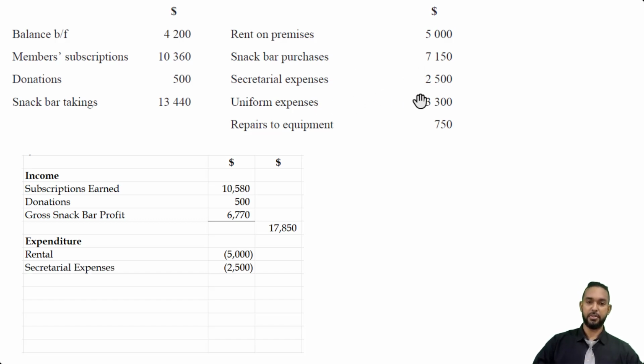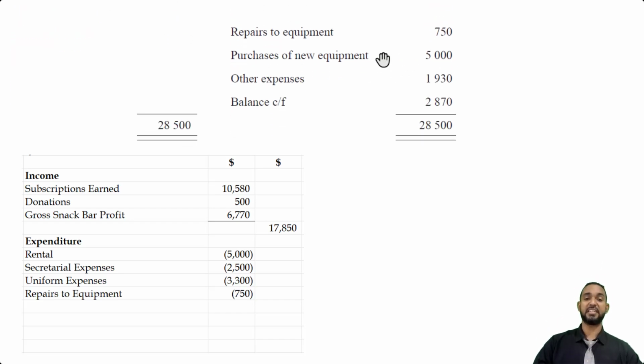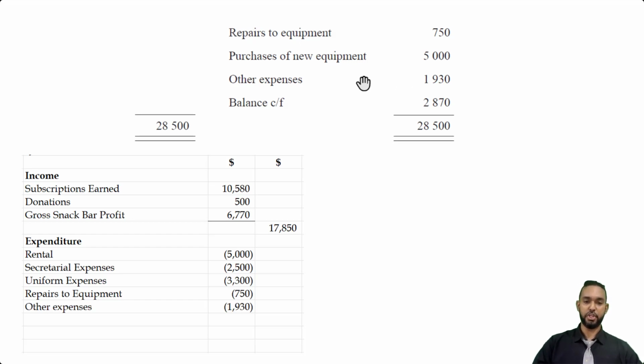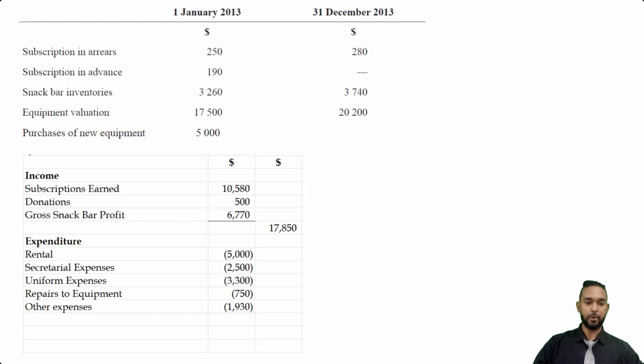Uniform expenses 3,300, that goes there as well. Repairs to equipment 750. Purchase of new equipment, now that's capital expenditure, so that's going to come into play when we're calculating depreciation. So we'll come back to that. Other expenses 1,930, we're going to put that in. Now the depreciation. So let's go down to the opening and closing values for the equipment valuation. So opening and closing balances, sorry.